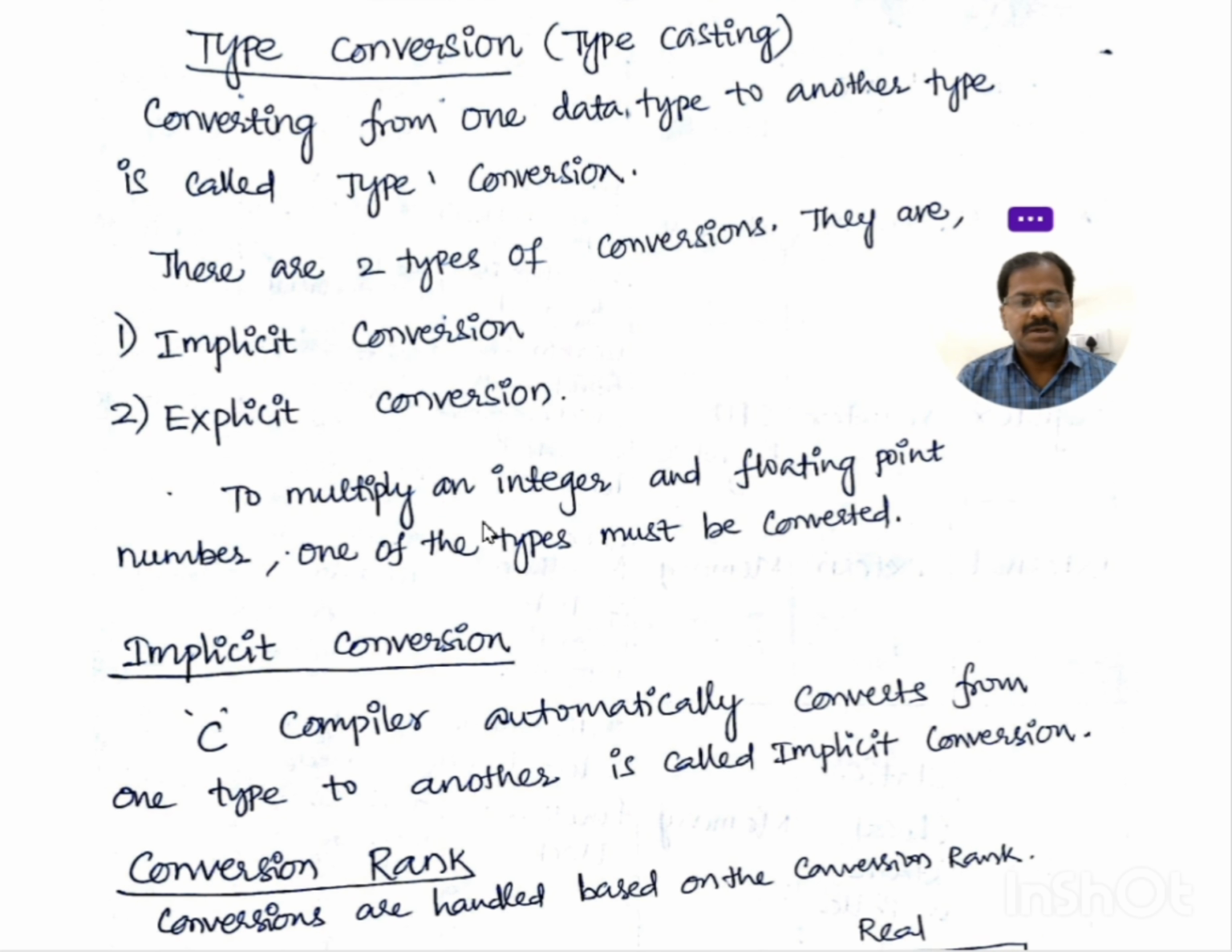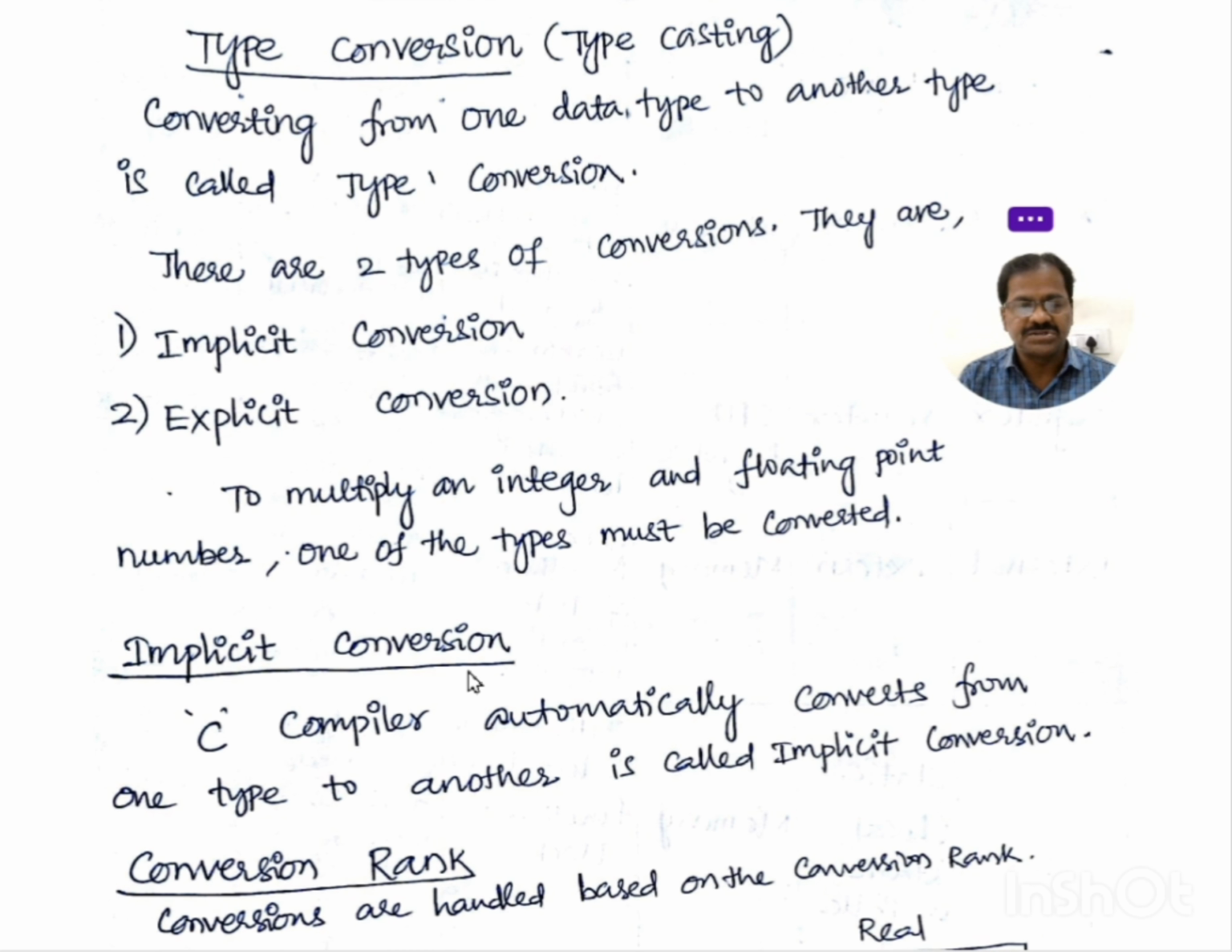You see here, to multiply an integer and floating point number, one of the types must be converted. For example, if I want to multiply two values of different types, one is integer and another one is floating, we have to convert them into the same type. So either we have to convert integer to float or float to integer. These two values should be the same. Then only we can add, multiply, or subtract. So two values should have the same data type. Then only we can do whatever we want. Unless, we will get a runtime error. So here we have to convert into the same type. Then only addition, multiplication, subtraction is possible.